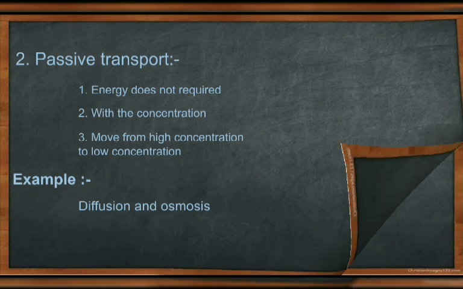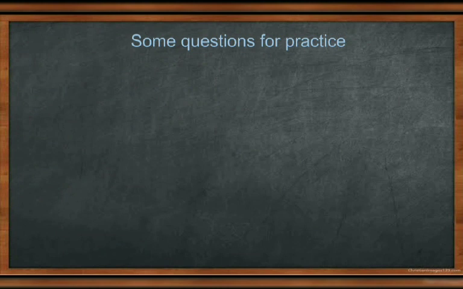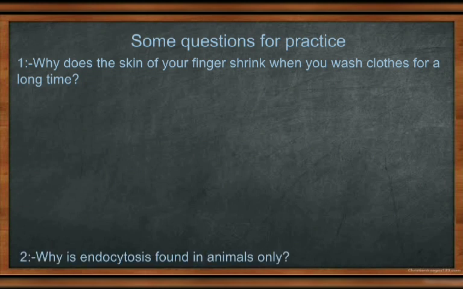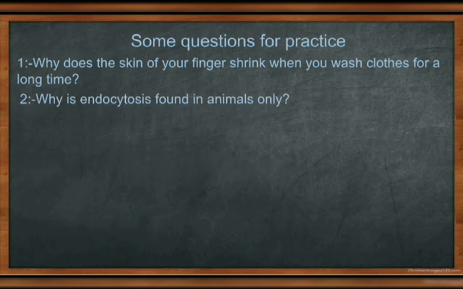This one. Some questions for practice, because there are so many questions here, but just think about it and write it. Number 1, why does the skin of your finger shrink when you wash clothes for a long time? Okay. Second question, why is endocytosis found in animals only, not in plants? Okay, just think, it is just related to the plasma membrane.